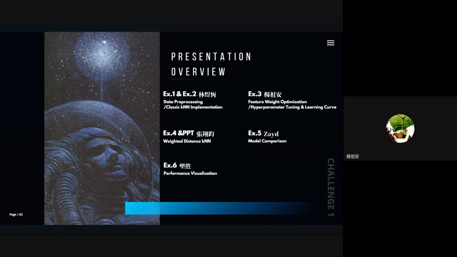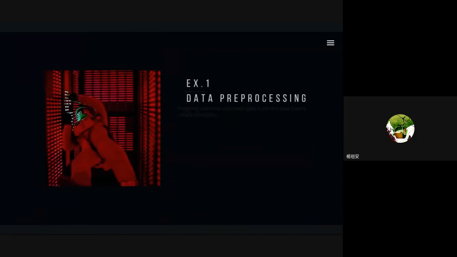Okay, and for exercise 6, which is the visualization, Halib will help us do it. With some pictures or graphs from exercise 2 to exercise 4, Halib will help explain what the visualization was doing. Okay, next page, please. Lin Yuhan, thank you.